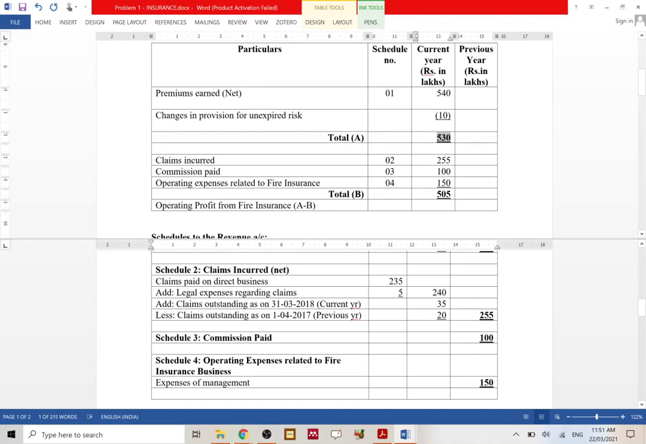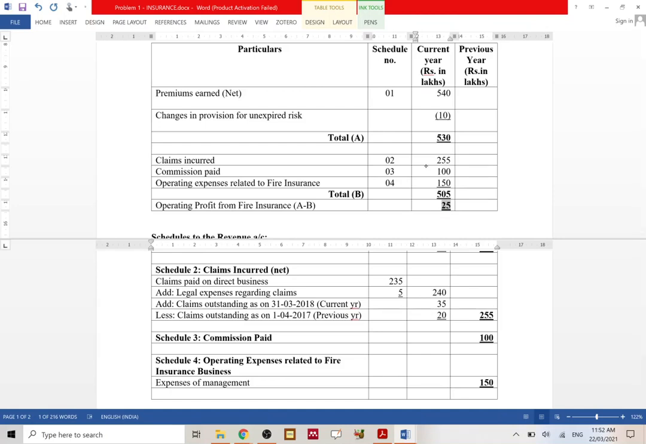Now I want the profit. So I will minus these expenses from the incomes in order to arrive at either the profit or the loss. So 530 minus 505, I get 25. Note that this is 25 lakhs. All these amounts are in lakhs. So the operating profit that we get from this fire insurance business is 25 lakhs.